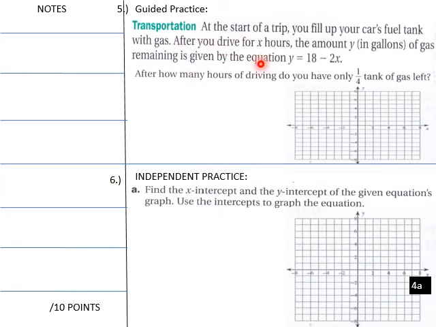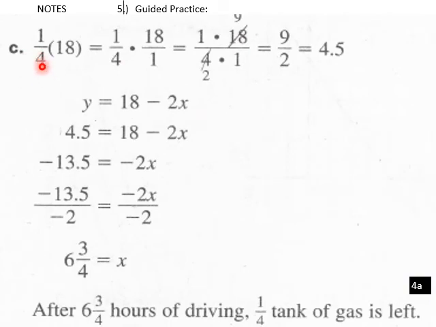So for the gas tank problem, here's how you would set it up. 1/4 times 18 equals 1/4 times 18 over 1, which is 1 times 18 over 4 times 1, which equals 9 over 2, which equals 4.5. So y equals 18 minus 2x. We plug in 4.5 for y. We're solving for x. So 4.5 equals 18 minus 2x.